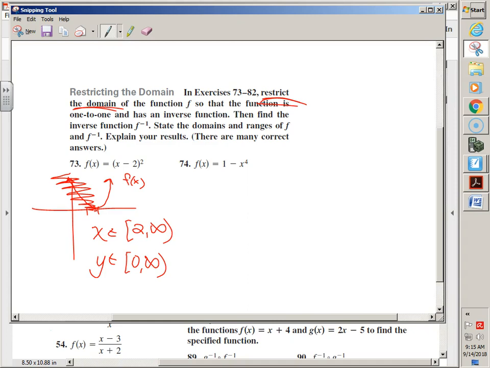What does it say? State the domains and ranges of f and f inverse. This was f. And if we cut down f, what's f inverse going to be? All you've got to do is switch them. So the x's are 0 to infinity, and the y's are going to be 2 to infinity. And similarly, if you had done negative infinity to 2, that would have also been okay. State the domains and ranges, explain your results. Just say that you were cutting down the graph to not fail the horizontal line test. Is that okay? Something like that?